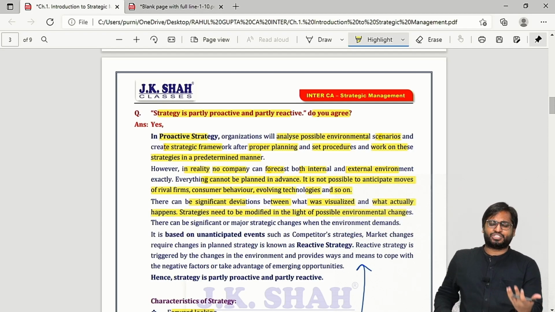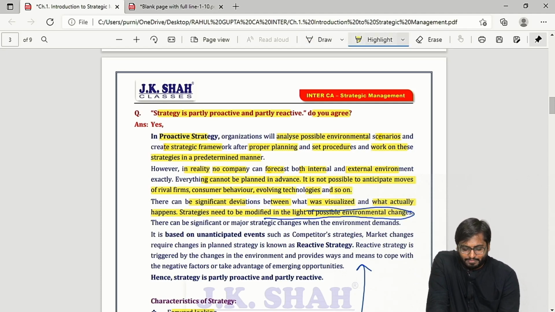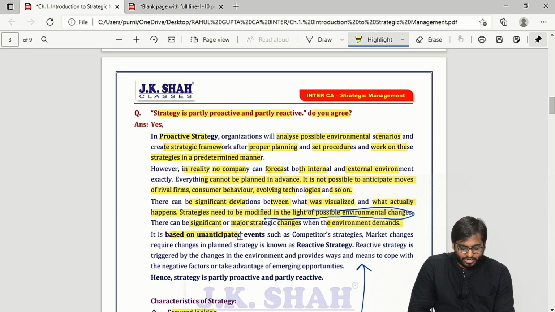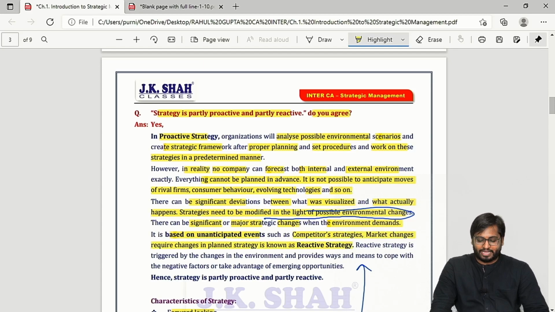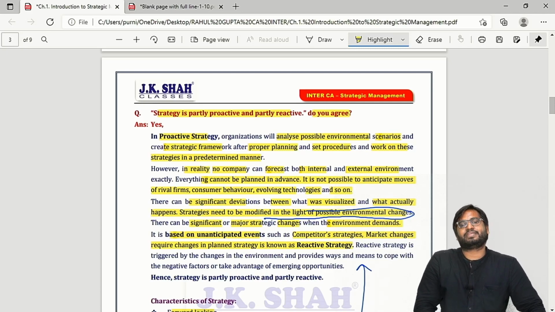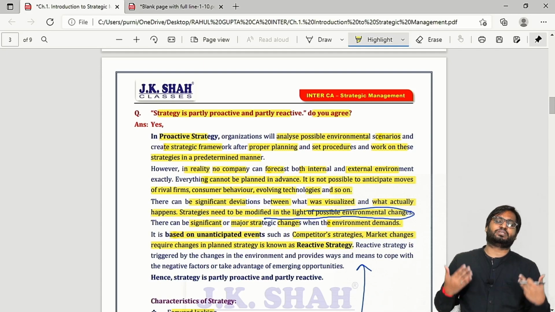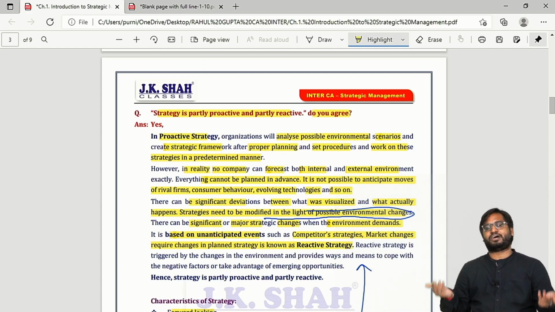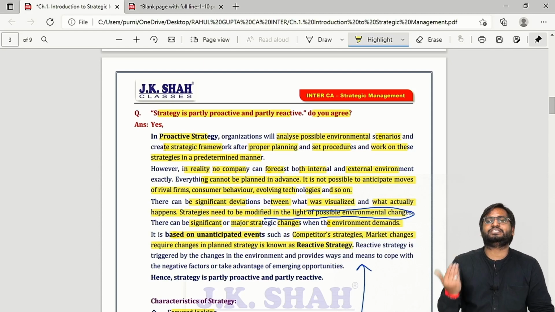So you'll have to change your strategy, right? Yes, that is called reactive strategy. Strategies need to be modified in the light of environmental changes. There can be significant or major strategic changes when the environment demands. It is based on unanticipated events, such as competitor strategy and market changes, that require changes in planned strategies, known as reactive strategy. So if a competitor changes its prices, we'll have to react. If the government introduces some new rules, we'll have to change our strategy accordingly. If customers' tastes and preferences change, we'll have to change our products to match them. So what are we doing? We are reacting to the changes happening around us.